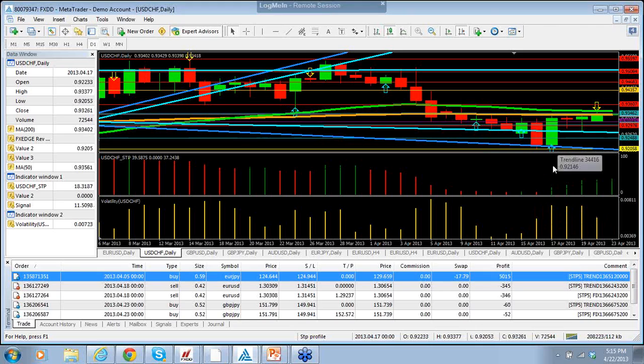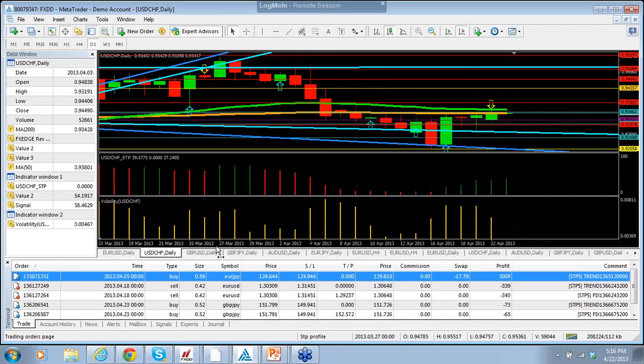So this is a discretionary trade because this is actually slightly too low for us to get into a buy here. This is a discretionary trade. It's not a systems trade. It would not take this trade for us.